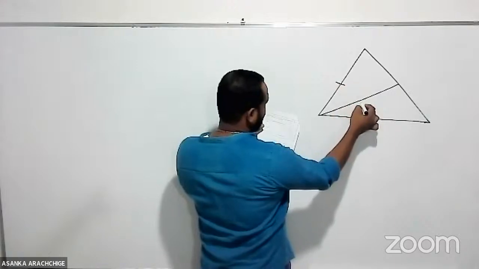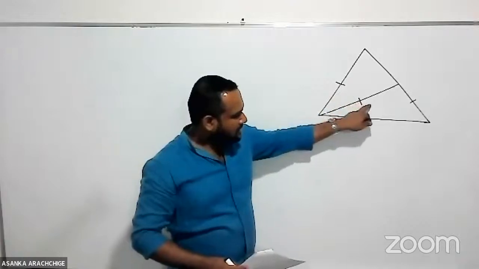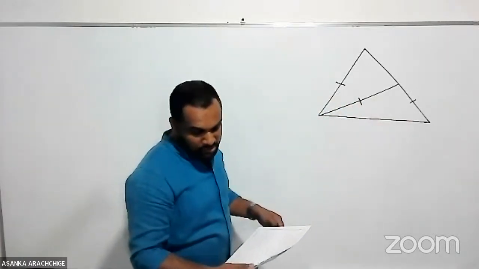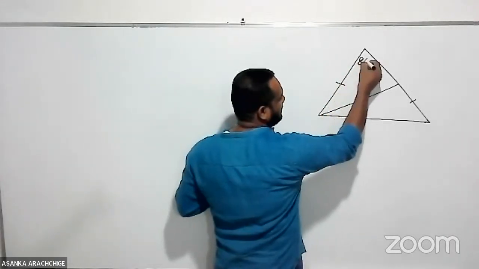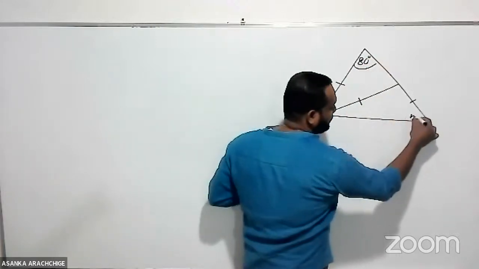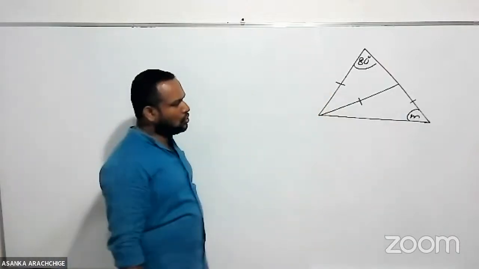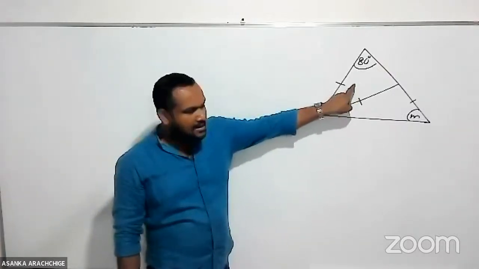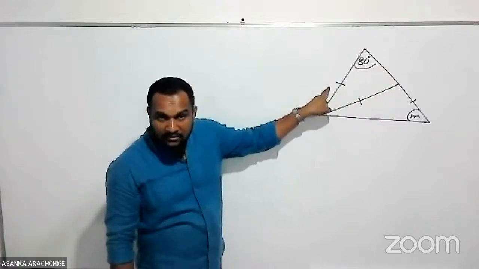In the figure, you can see the same sign on these line segments, no? They are equal. And also you can see the magnitude of this angle given to be 80 degrees, and this is what we have to find. Since this is an isosceles triangle, in this triangle, these two sides are equal.